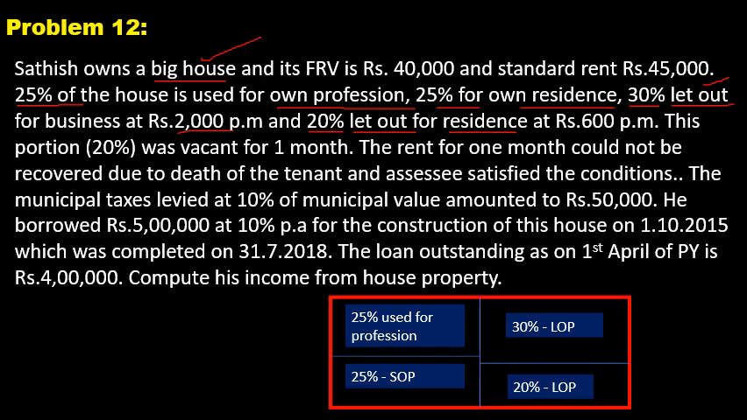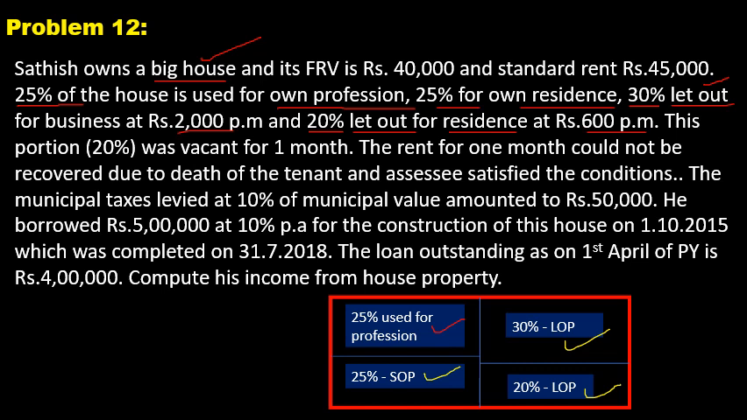So here the owner used it as a let out property, and the rent of that part is 600 per month. So the big house has been divided into 4 parts. 25% part is used by SSC for own profession, and the second 25% part is used by SSC for residential purpose, and another 30% part is used by SSC as let out property, and another 20% part is also used by SSC as a let out property. The big house is divided into 4 parts.